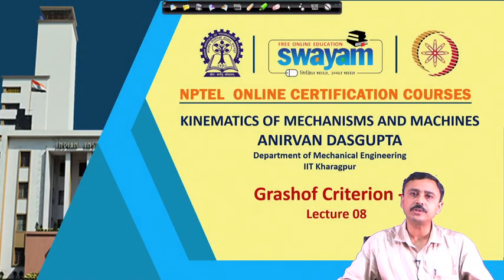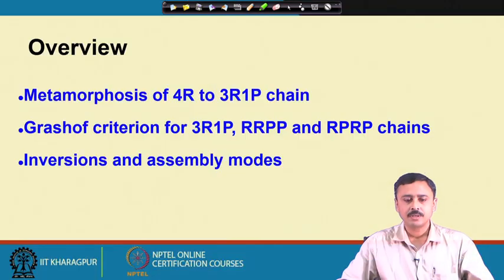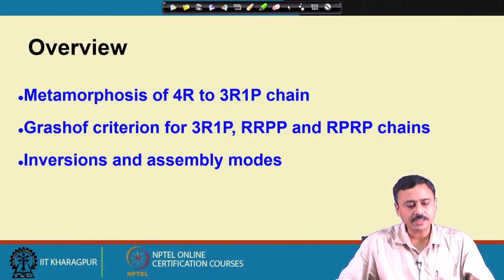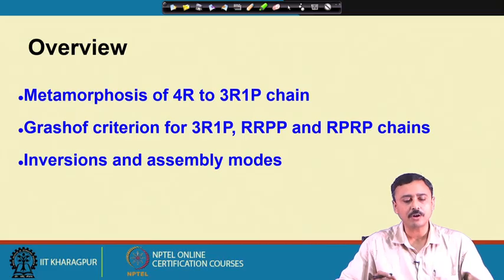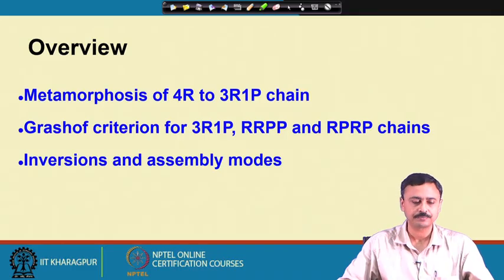In this lecture I will continue discussing the Grashof criterion, which tells us the presence of a crank in a kinematic chain, a link that can rotate completely. In today's lecture I will take you from the Grashof criterion of a 4R chain to the Grashof criterion of a 3R1P chain. I will show you how the Grashof criterion for the 3R1P chain can be derived from the Grashof criterion for the 4R chain.